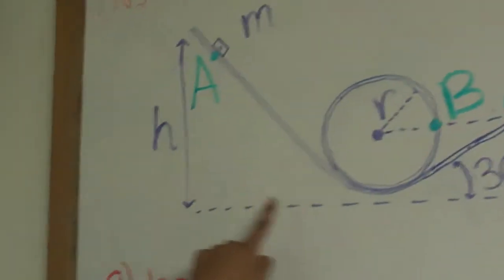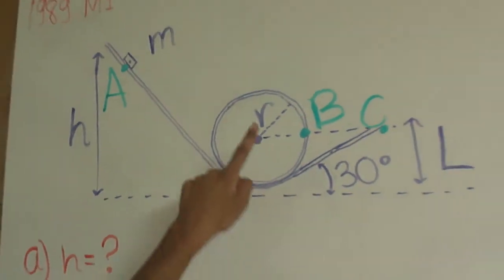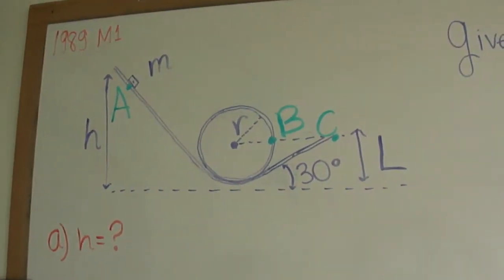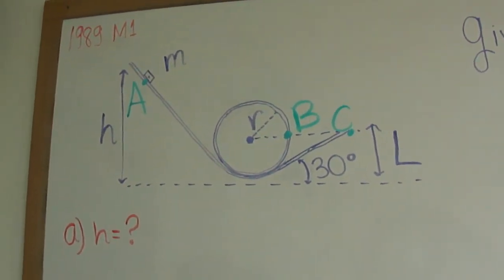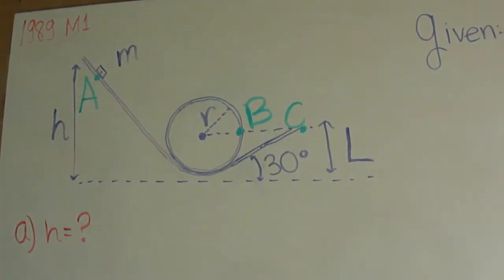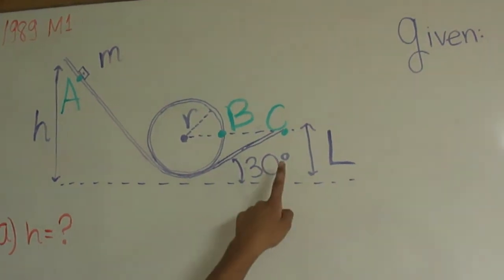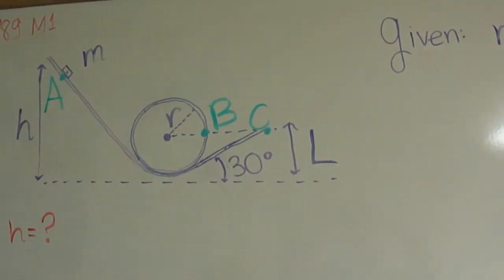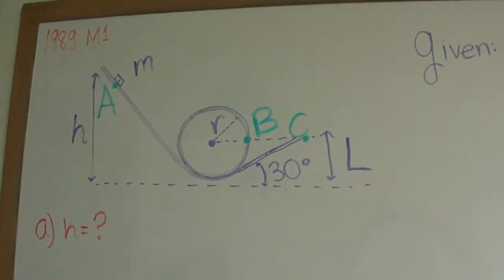As it slides down, it completes a circular loop of radius 0.50 meters. After completing the loop, the block goes on yet another ramp inclined at an elevation of 30 degrees. At point C, 0.50 meters above the ground, the ramp ends and the block flies off.